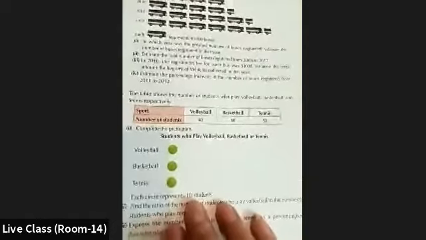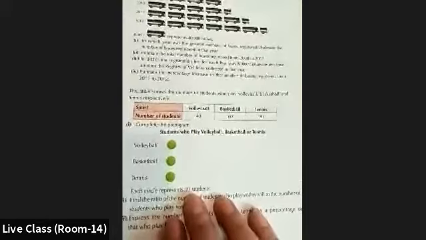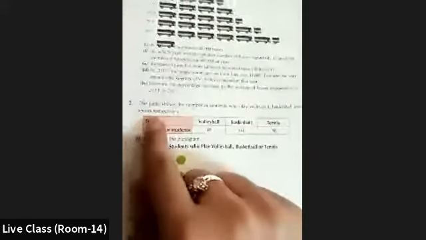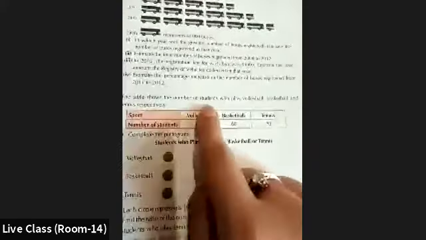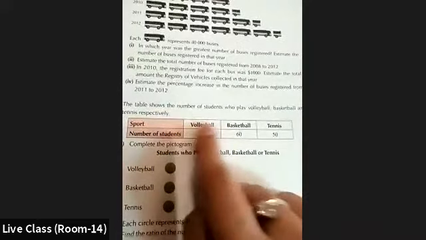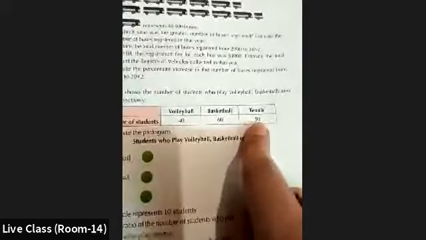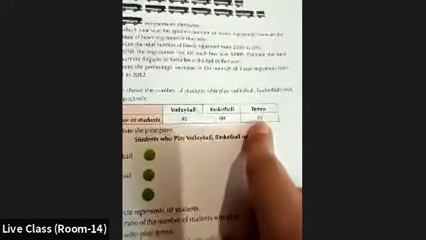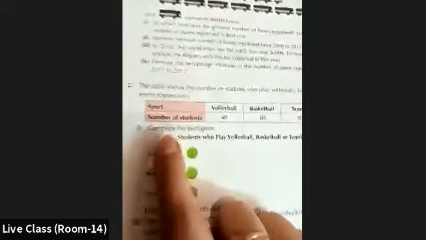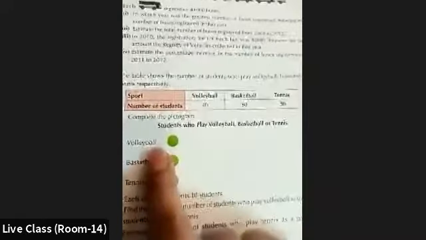The table shows the number of students who play volleyball, basketball, and tennis respectively. How many students play volleyball? 40, basketball 60, and tennis 50. Okay, complete the pictogram. You have to complete the pictogram as well.